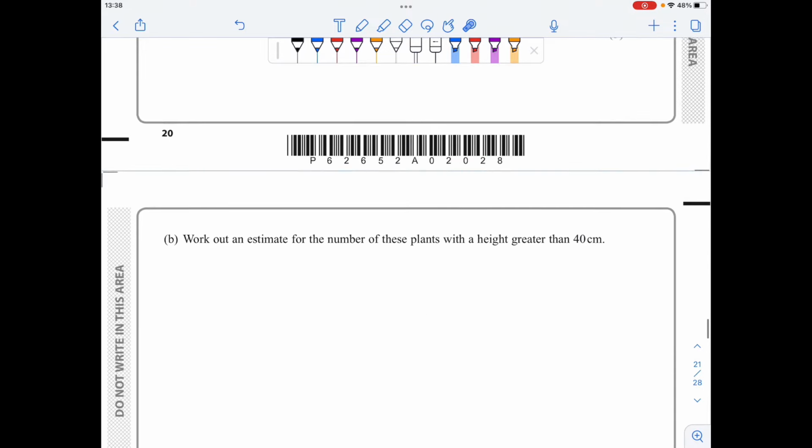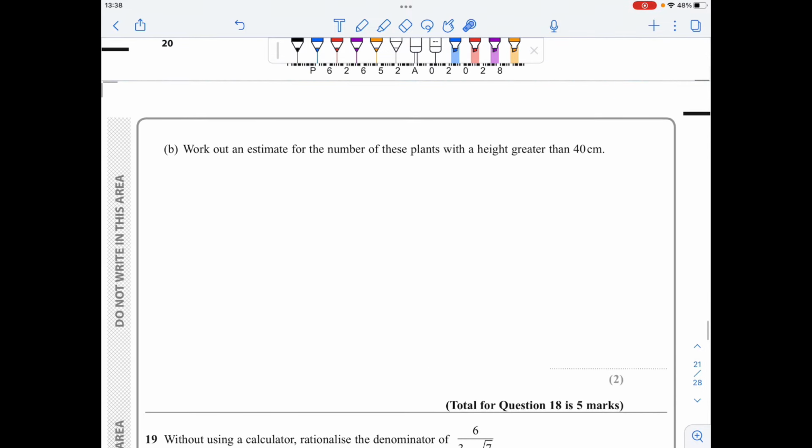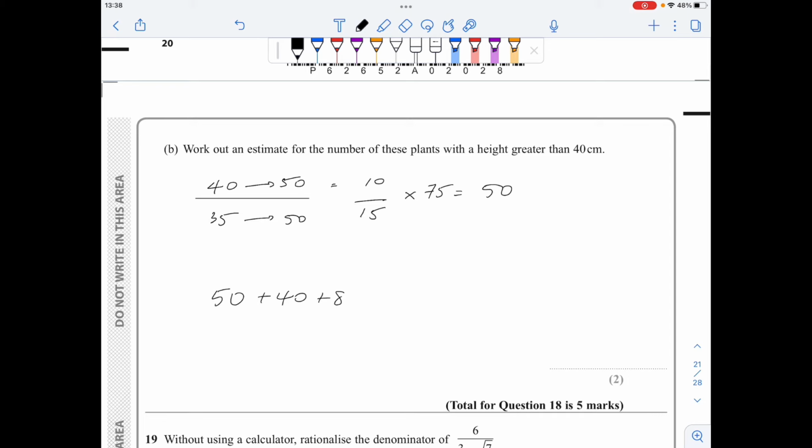Now to find the number in that group, consider that between 40 and 50 there is a range of 10. The whole group goes from 35 to 50, which is 15. So 10/15 is the fraction I'm looking for, times the frequency of that group. This will give me 50 plants. So 50 plus the last two groups will give me 98, and that's my required answer.